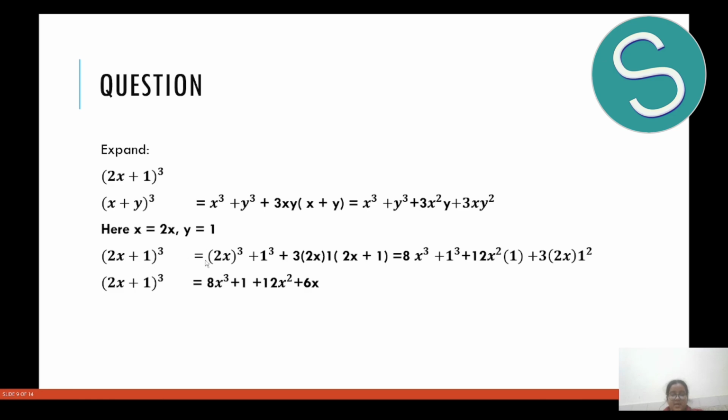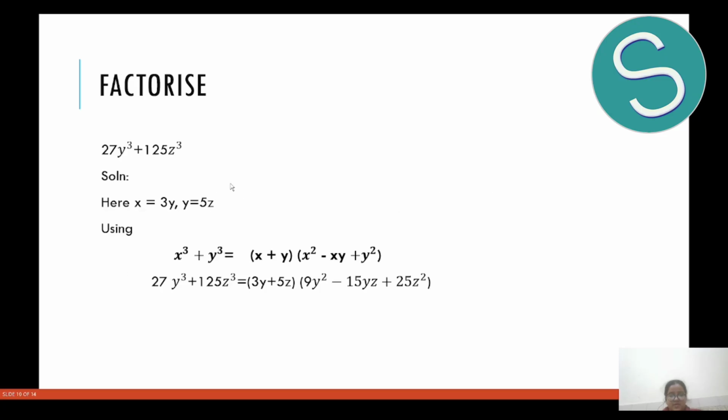Then when we apply the formula, x ka cube, that is (2x) cube, plus y ka cube, that is 1 cube, then 3xy, that is 3 into 2x into 1 into (2x plus 1). When we simplify this, we will get 8x cube plus 1 plus 12x square plus 6x.